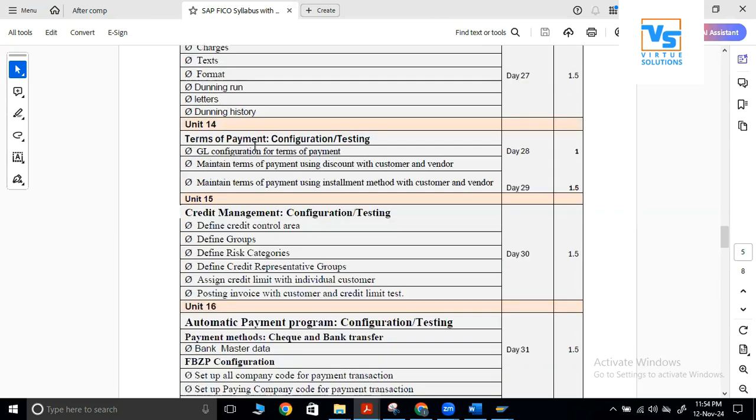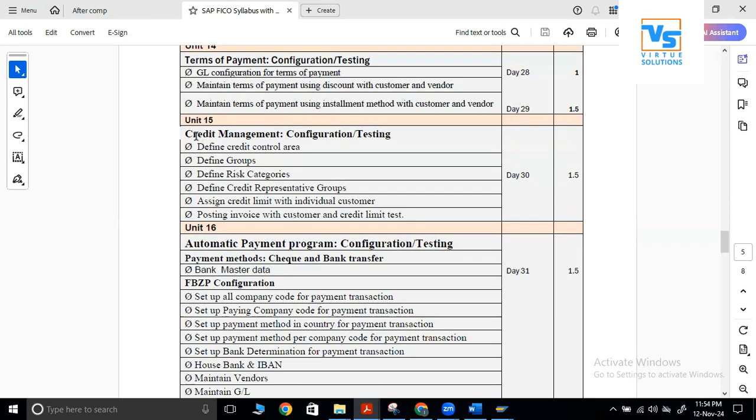And then terms of payment. In sales, we used to say, buy two, get one free. Or whenever we are selling something to our regular customers, we can give some condition: if you pay the amount at a time itself, we can give you some percent of discount. If you delay, then your discount will not be there. So these are different ways to collect payment from customers. And then we have terms of payment using installments as well.